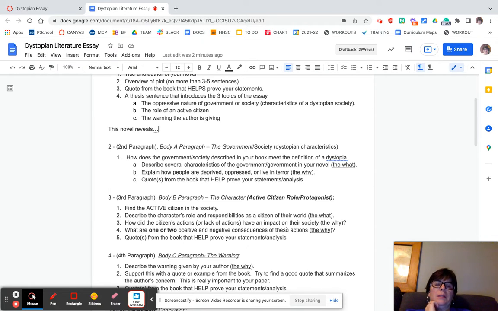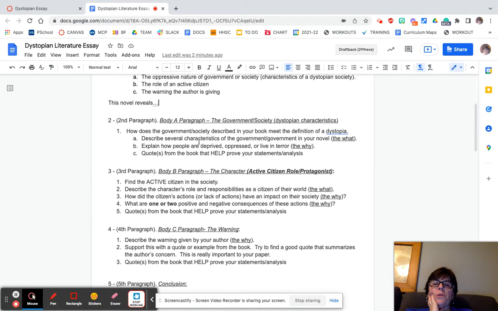So they're different purposes, and that's okay. So, how does the government or society described in your book meet the definition of a dystopia? You're going to have to find those dystopian elements and first explain how the people are deprived, oppressed, or live in fear. That's the why. So this is the what and this is the why. And then you need quotes from the book that help prove your statement and analysis.